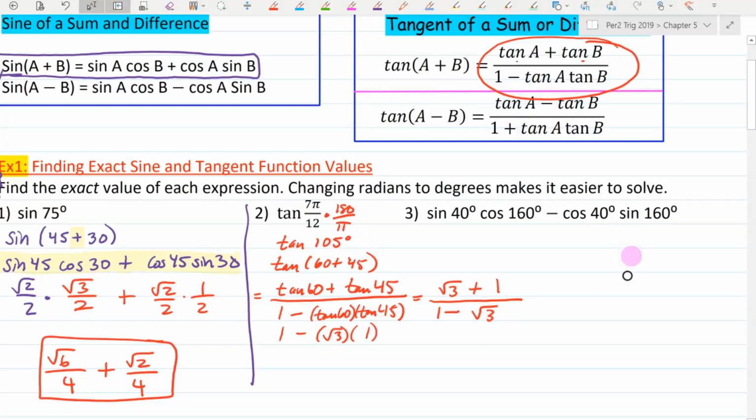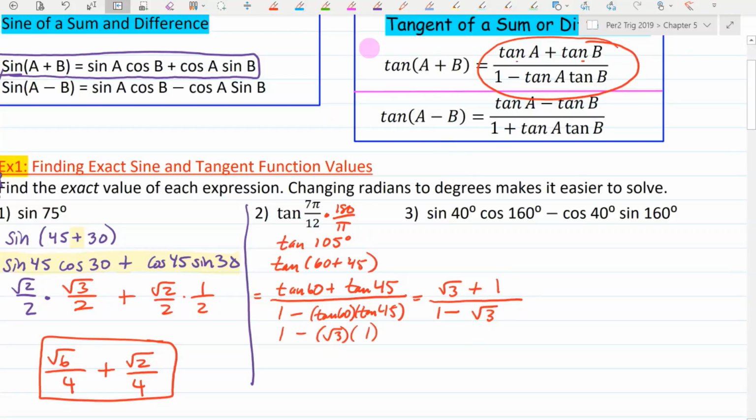And so this will always be the case. You're either going to have 1 plus radical 3 on the bottom or 1 minus radical 3 on the bottom. That's it. One of those two things. At the top, you're either going to have radical 3 plus 1 or 1 plus radical 3. There really aren't any other choices because we're not using the 30-degree reference angles. If we were, then we'd have a radical 3 over 3 on the top or bottom.